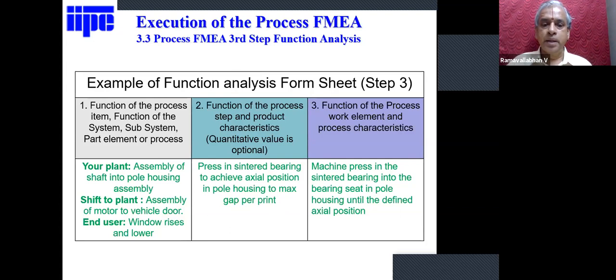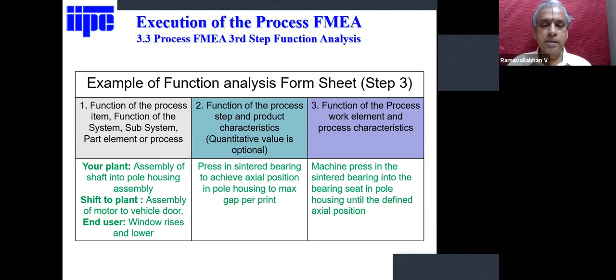It should happen. It should not get stuck up anywhere. Likewise, it has to go and get positioned. And from the machine side, what does it do? The machine presses the sintered bearing into the bearing seat in the pole housing until the defined axial position. So what does the machine have to do? The machine has to press till the bearing goes and sits into its designated position.